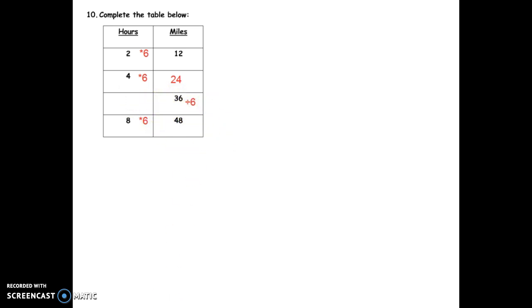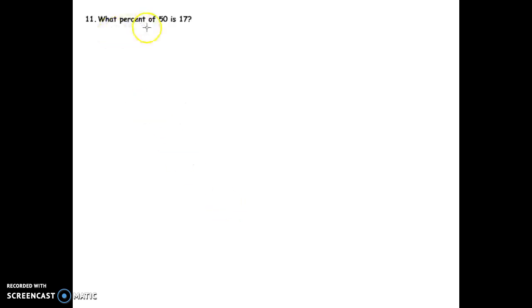All right, number 11 says, what percent of 50 is 17? So what percent of 50 is 17? We're going to do our normal percent over 100. And that equals is over of, right? This is something you guys have to memorize because it keeps coming up.